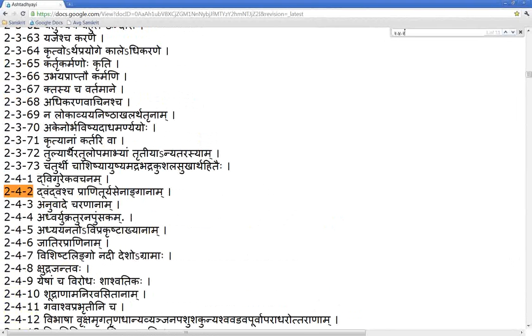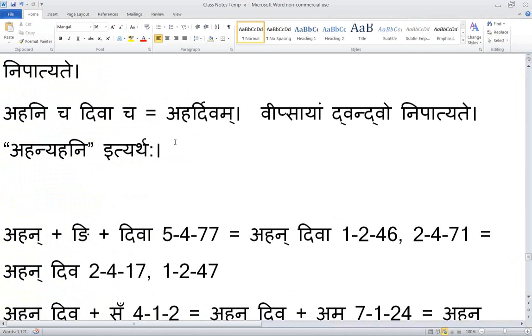Okay, let's continue with the last time. I think I may have left one example incomplete last time, and that one is this, Ahanicha Devacha.